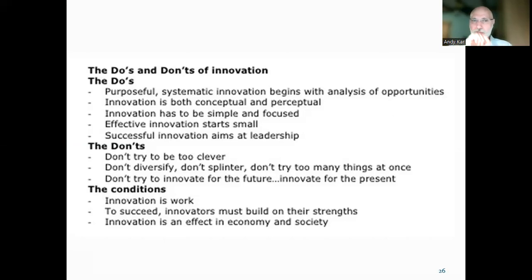I want to focus a bit on how effective innovation starts small. Some things might start small, but can become huge. We're going to see an example in the next slides about a very well-known company. The don'ts: don't try to be too clever. Don't diversify. Don't splinter. Don't try too many things at once. Don't try to innovate for the future. Innovate for the present. So, in simple words, you need to be humble.